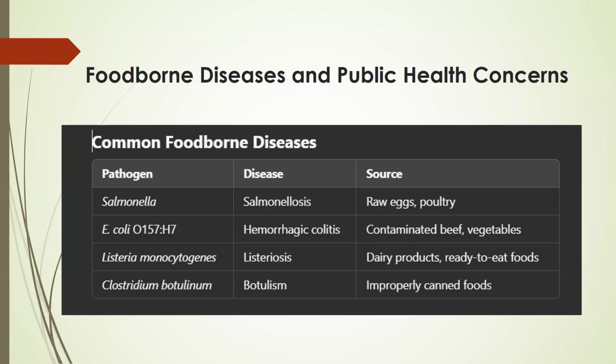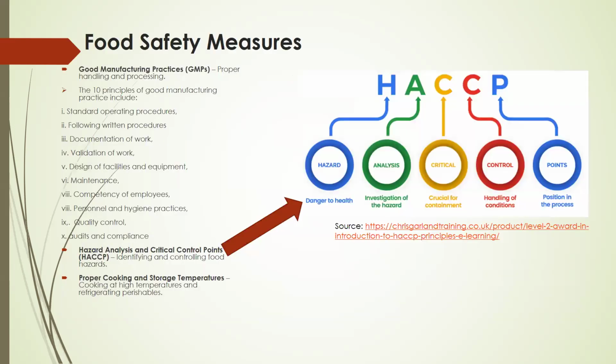Clostridium botulinum causes botulism, and it is obtained because Clostridium is an anaerobe. So it can be obtained from improperly canned food. Maybe the can is not sterile, or maybe the bottle is not sterile before it is canned or preserved. And I mentioned earlier, Vibrio cholerae can cause cholera. There are others, but these are the common foodborne diseases.